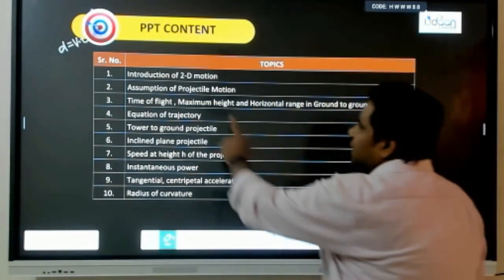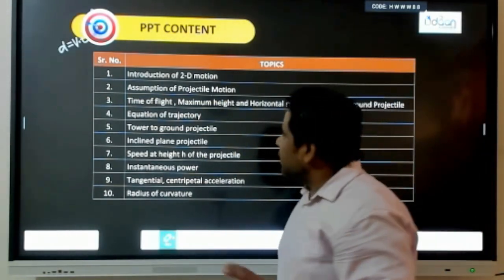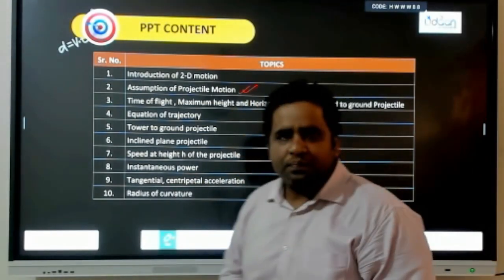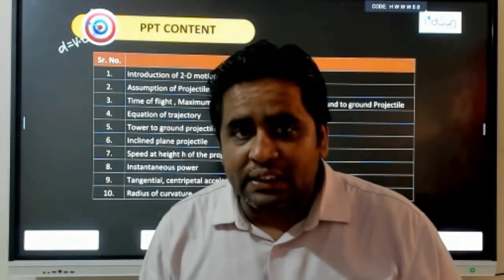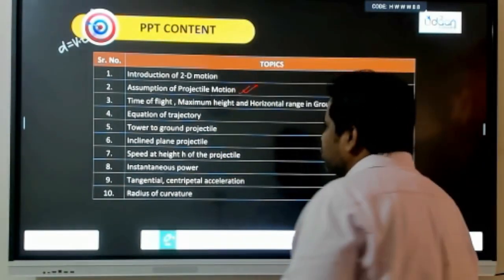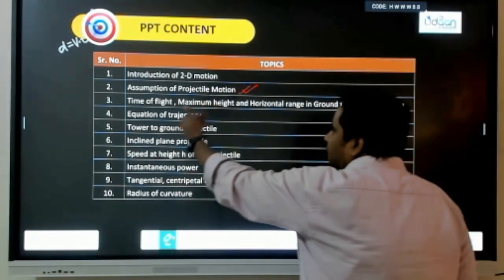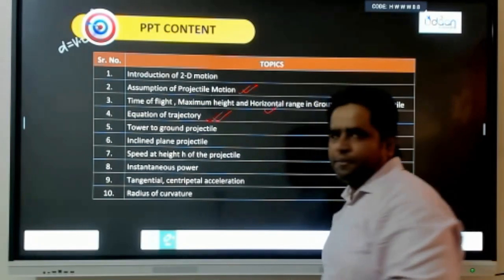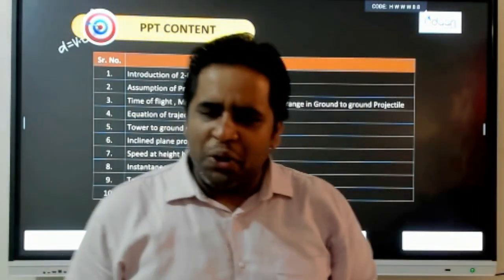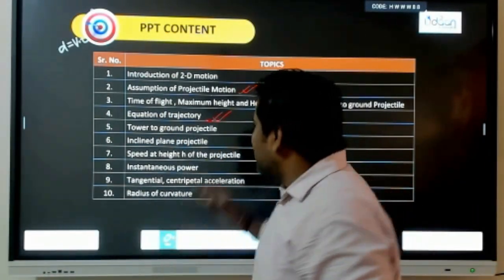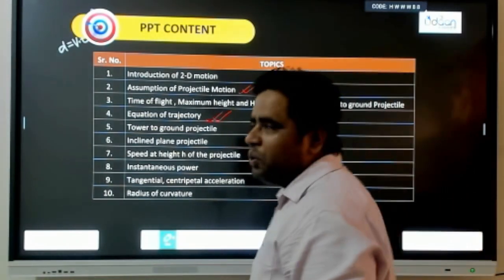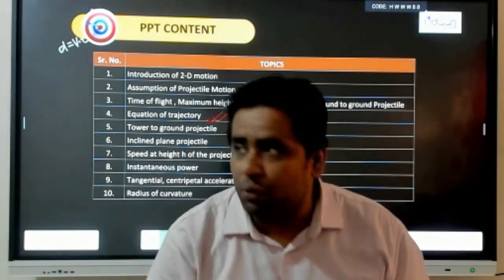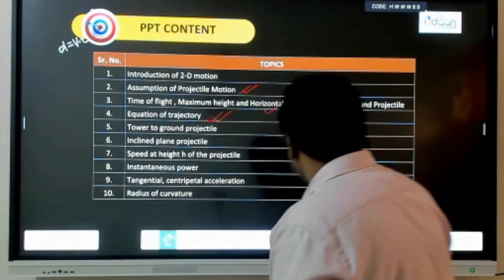Similarly, we have covered motion under gravity, and all those concepts we are going to implement here in projectile motion. We will understand the assumptions we make in projectile motion, and the terms and terminologies used in this chapter, we are also going to cover here. Is this clear? I hope you are getting my point. Depending upon all these conditions, once we attempt the numerical, it will go in a click. So stay tuned with me till the last of this class.